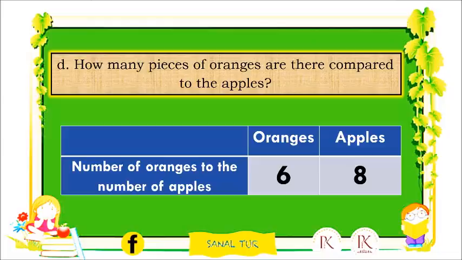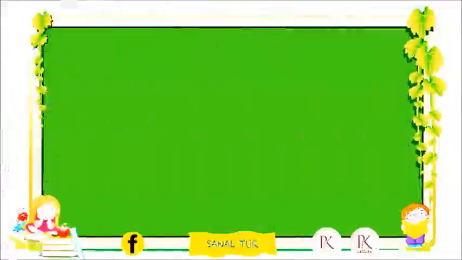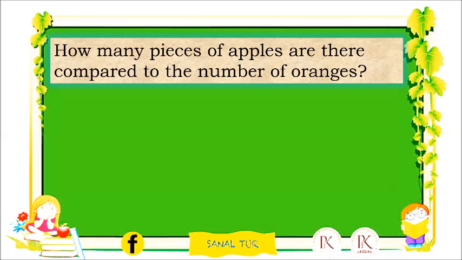Okay, next. How many pieces of apples are there compared to the number of oranges? What is the difference with our first question? In our first question, we are referring to what comes first. It is the orange. In our second question, the first fruit is apples. So we are going to compare apples to oranges.